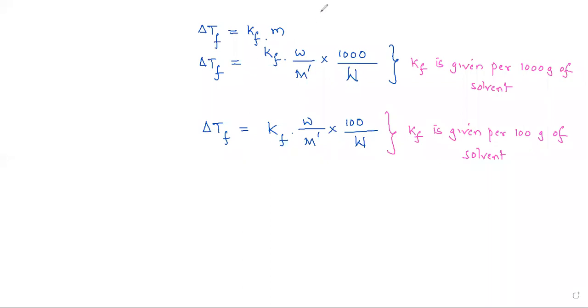We can observe one very important thing, what we have been observing right from the RLB. Look at this. Delta Tf, I mean depression in freezing point is inversely proportional to molecular weight of the solute. Not just this, magnitude of any colligative property is in fact inversely proportional to the molecular weight of solute.